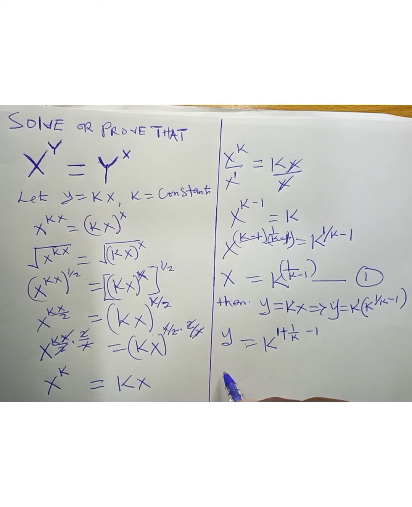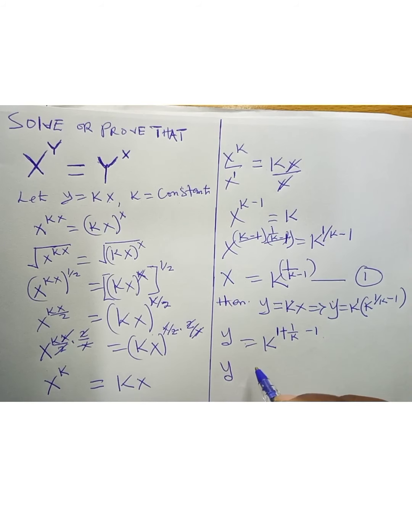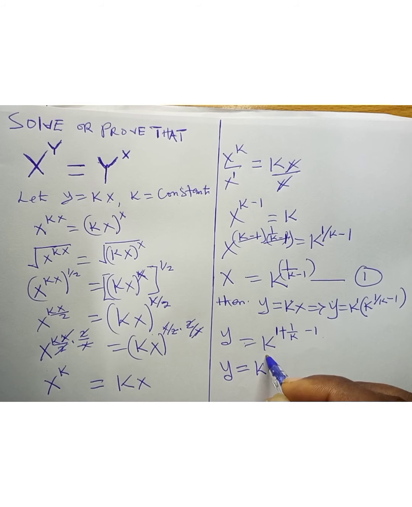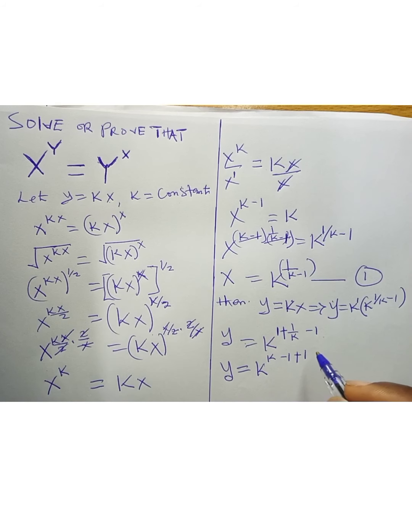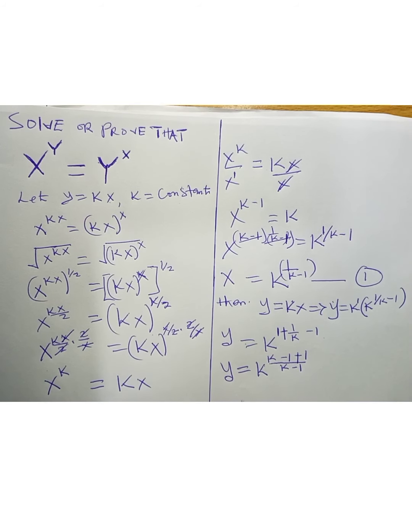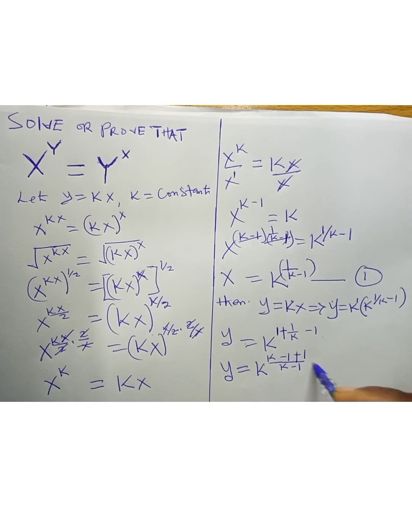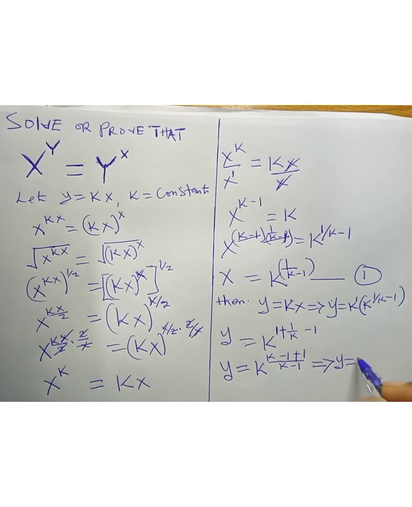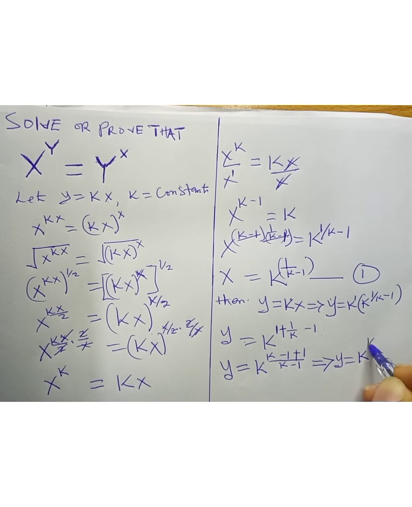Then if we have that result, it means that y is equal to k raised to power (k minus 1 plus 1) divided by k minus 1. So if we do this now, y finally becomes, this implies that y equals k raised to power k divided by k minus 1.